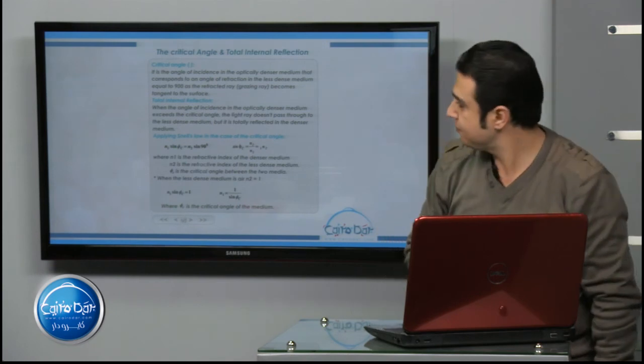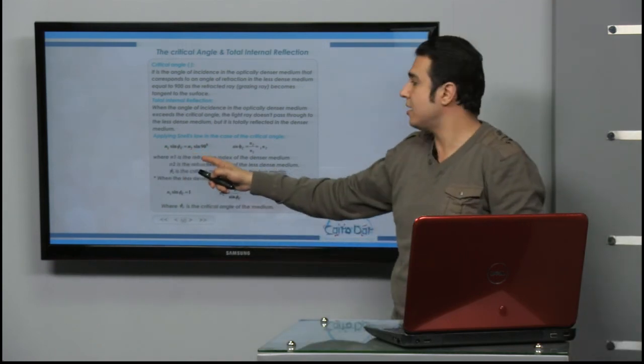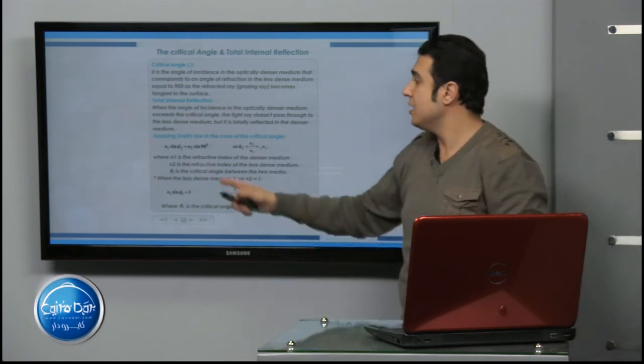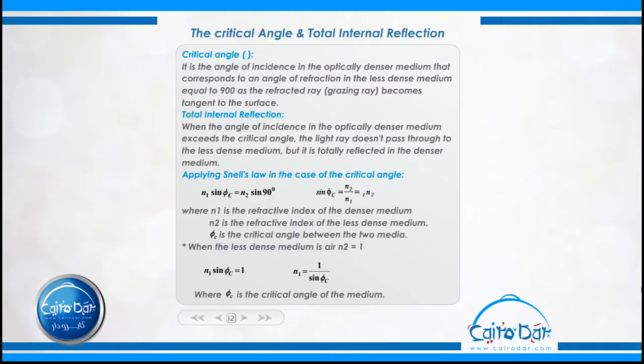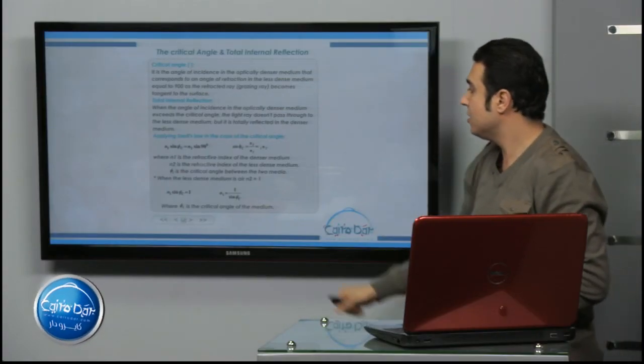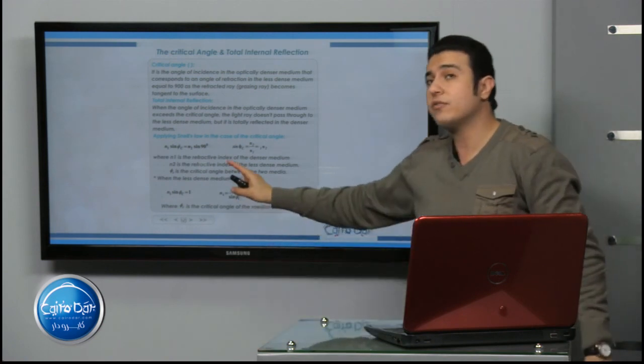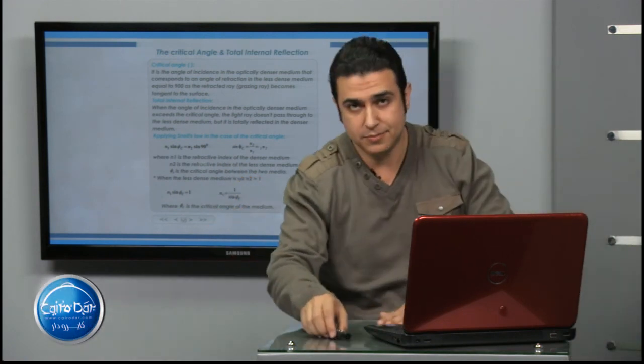By applying Snell's law, N1 sin phi c equals N2 sin 90 degrees. Here N1 is for the water, and N2 is for air, and sin 90 degrees equals 1. If the air is the second medium, N2 equals 1. So sin phi c equals 1 over n. Or n equals 1 over sin phi c, where phi c is the critical angle of the medium.